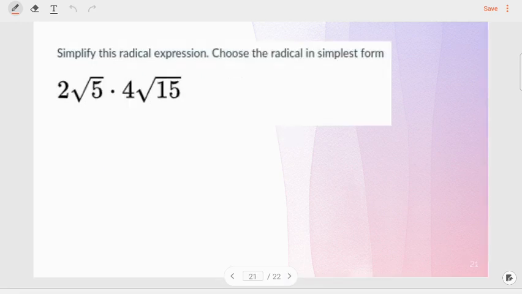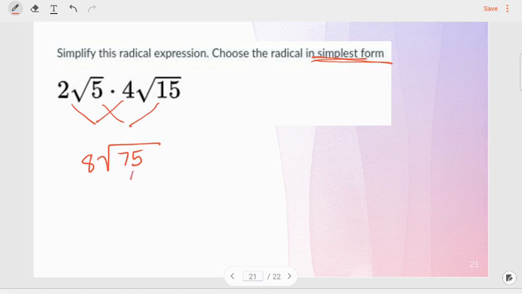All right, simplifying this radical expression. Now, notice this one's not in simplest form, so even though I multiply, I need to also simplify. So multiply the outsides: 2 times 4 is 8 on the outside, and on the inside of the radical, 5 times 15 is 75. So I'm going to do my deciding if I can simplify it or not.